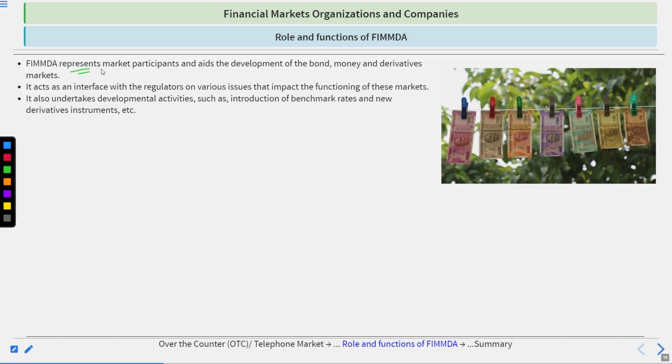FIMDA represents the market participants and aids the development of the bond, money, and derivatives market. It acts as an interface with the regulators on various issues that impact the functioning of these markets. It also undertakes development activities such as the introduction of benchmark rates and new derivatives instruments, etc.